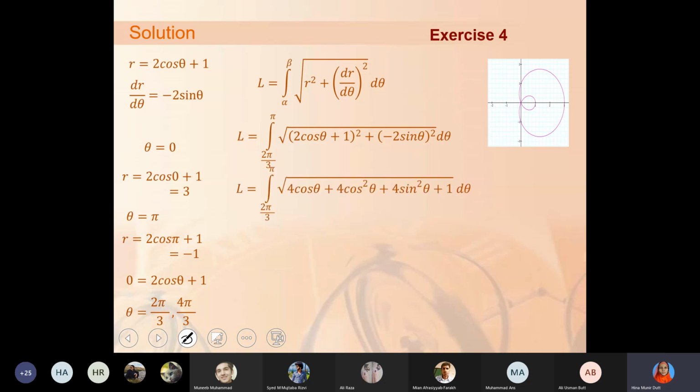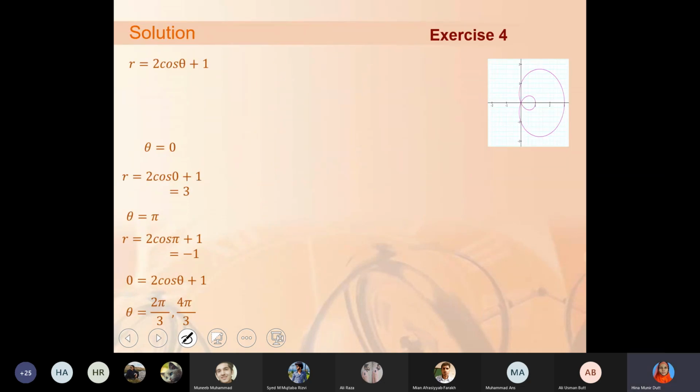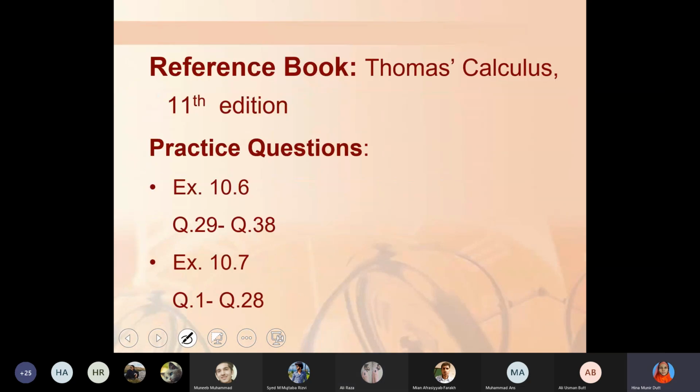See the integration. Any confusion in this question? Okay, students, you need to do these practice questions. I will upload an assignment on MS Teams on these topics.